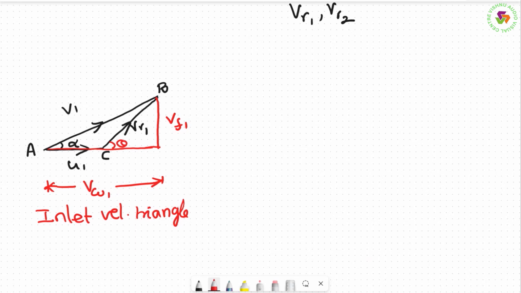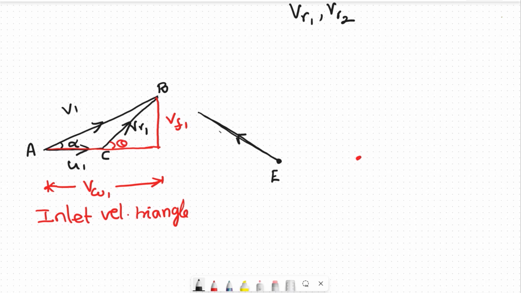Then what is the outlet velocity triangle? For the outlet velocity triangle, I will draw it here, in black so that you will be clear. This is how it comes out from the outlet. This is the outlet point. If I write it as E, for example, it comes out like this.